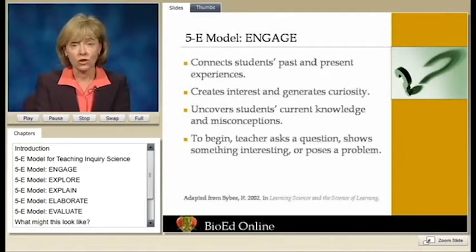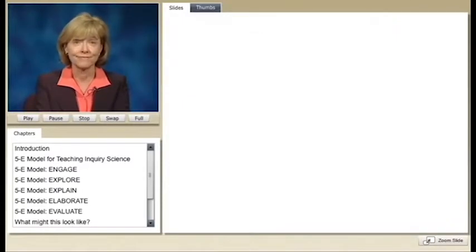The engage phase also helps a teacher understand how much students know or don't know, and even more importantly for instruction, to figure out what their misconceptions might be about the idea. So if you were going to be starting a 5E model lesson or a 5E unit, you might ask a question, show something interesting, or pose a problem to your students. It's also important to think about the 5E model as something that can be used for just a single lesson, or that can occur in stages over multiple lessons over several weeks.